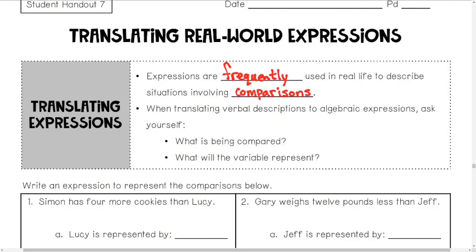Now when we have this type of translation, we need to make sure that the expression is asking the same thing that the words are saying. So first off, what is being compared and what will the variable represent?